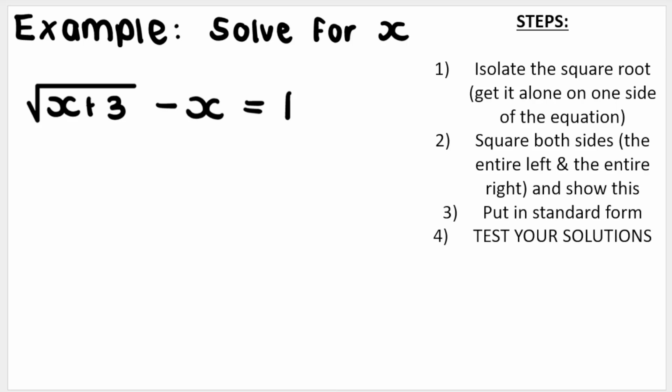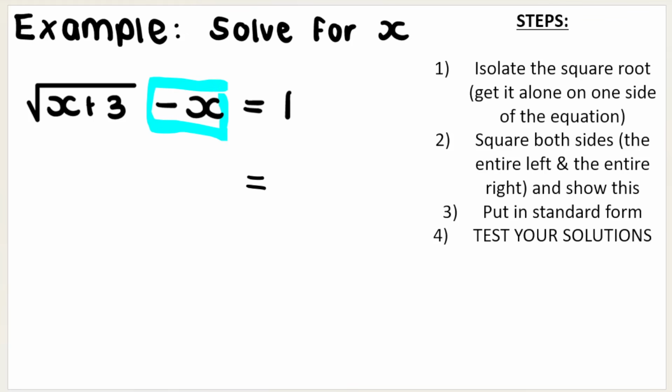So your first step, and this will always be your first step, is to isolate the square root. What I mean by that is get it alone on the one side of the equation. In this example, minus x is preventing the square root from being alone. So we are going to do the opposite of minus x, which is plus x. We basically take it over. Okay, now step 1 is done. The square root has been isolated. It is alone on the one side of the equation.